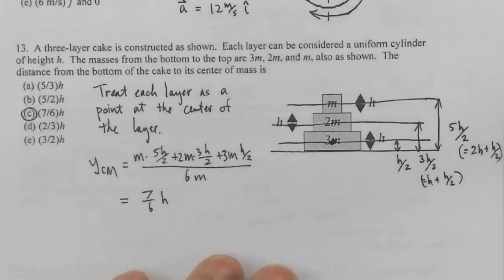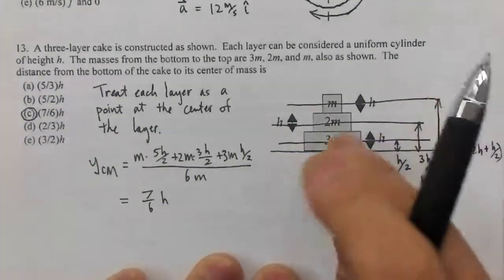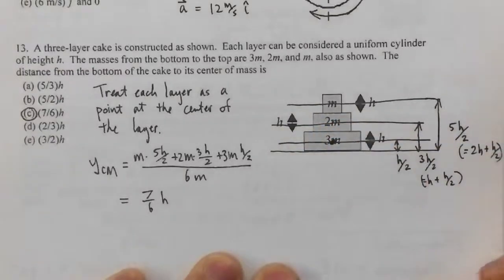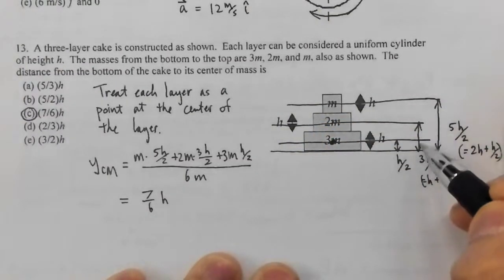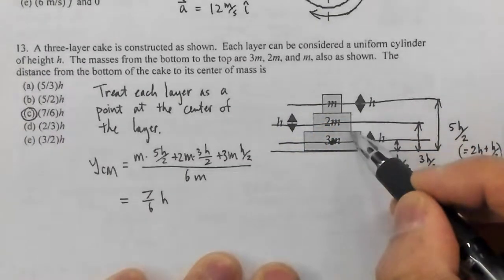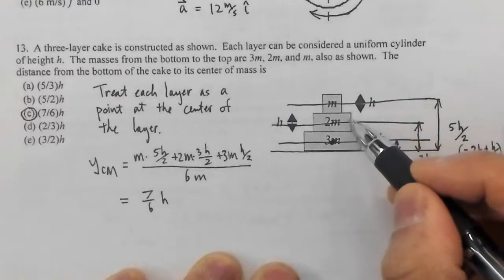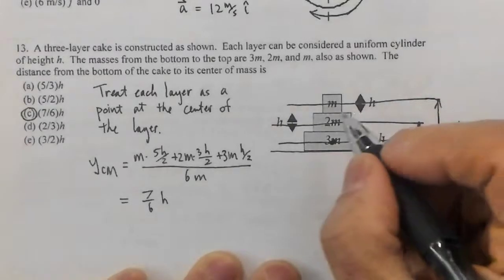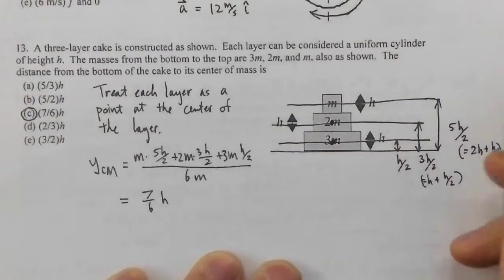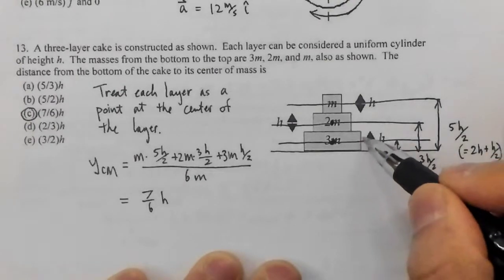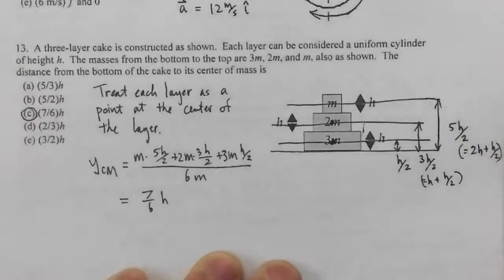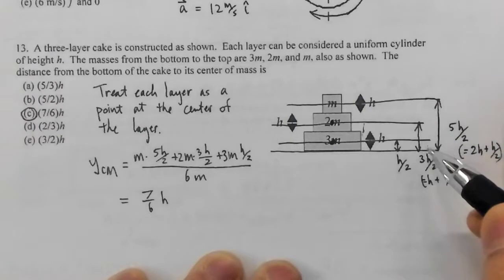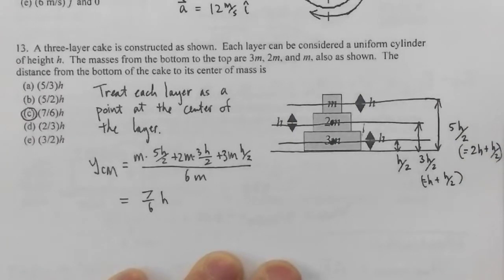Then we're going to take this 2m, the middle layer, and ask, where is its center of mass? Well, it starts here and ends here, so just halfway in between is where its center of mass is. Does that make sense to everybody? And so we're going to put all of its mass right here, and that height will be h plus another half h, so that height will be 3/2 h. You got that?